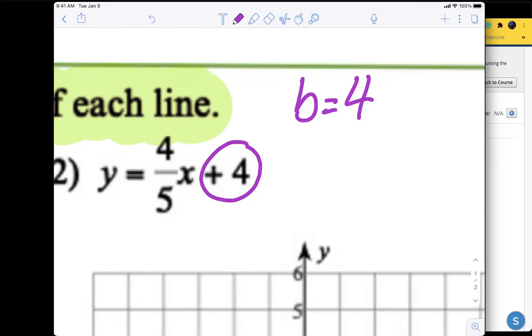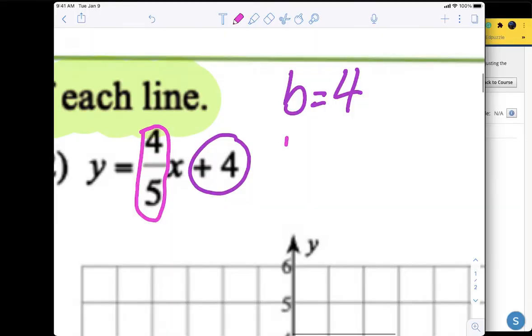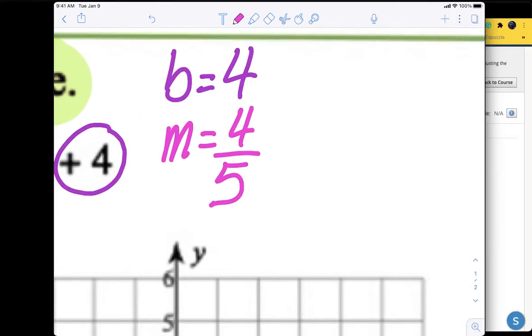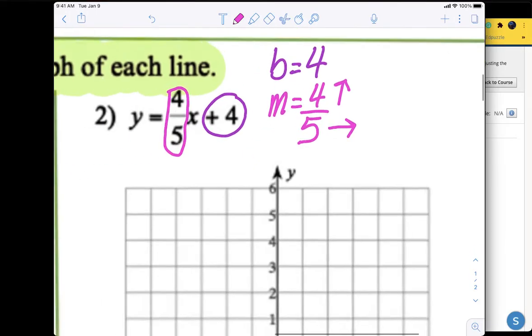Second, I'm going to find my m, and my m is between y equals and x, and that's 4 over 5, right? And I used pink for that. So my m, or my slope, is equal to 4 over 5. Well, that 4 over 5, that's a positive 4, so I'm going to move up 4. And then that 5 is to the right 5. So up 4 over 5.